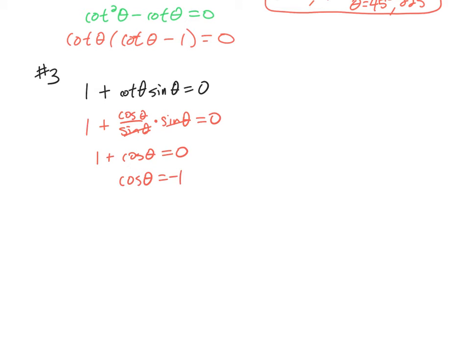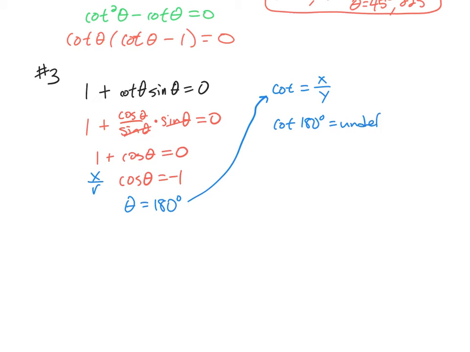Okay, so cosine is x over r. So in order for that to be equal to negative 1, we need an x value of negative 1. That's at theta is 180 degrees. You want to be a little careful here, okay? Because cotangent is x over y. If you plug 180 degrees into cotangent, it is undefined because you'll have a y value of 0. You'd have a 0 in your denominator. So it does not work to plug 180 back into the original equation. So this is not a solution. So there's actually no solution for this equation.